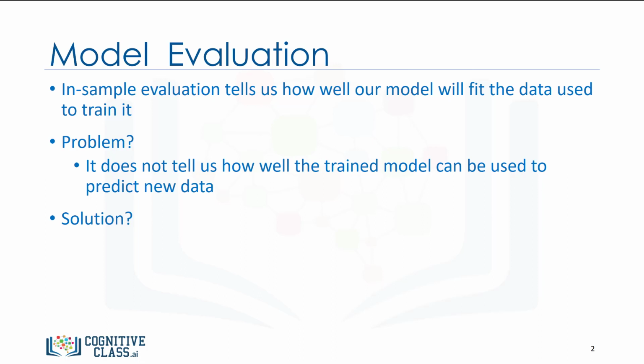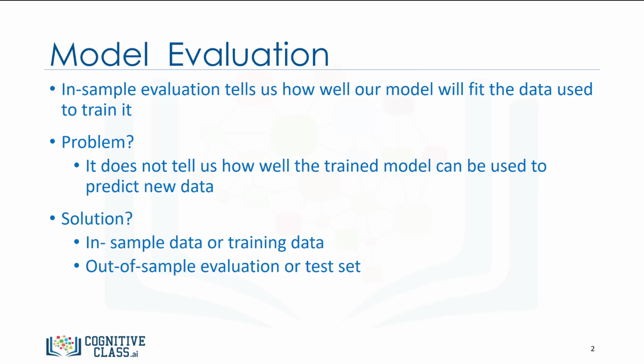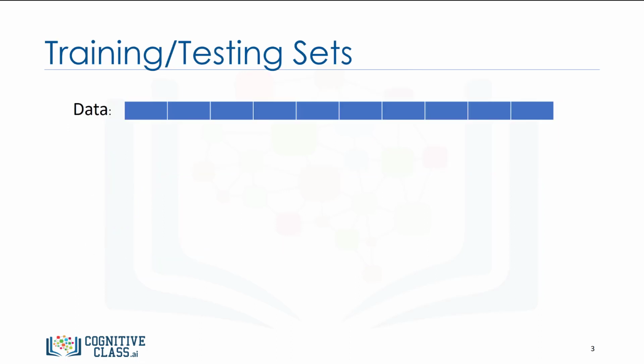The solution is to split our data up, use the in-sample data, or training data, to train the model. The rest of the data, called test data, is used as out-of-sample data. This data is then used to approximate how the model performs in the real world. Separating data into training and testing sets is an important part of model evaluation. We use the test data to get an idea how our model will perform in the real world.